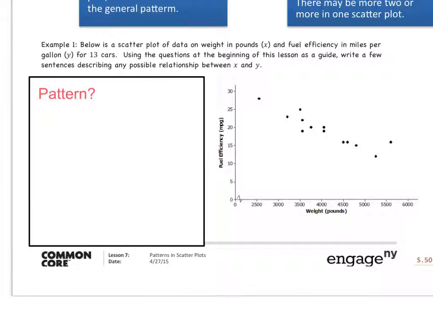First thing, I'm going to look at my graph. Notice it doesn't have X and Y labeled, so I'm just going to label them really quick. The first question is, is it a pattern? If I look, do my points appear to be going in some sort of pattern? Yes. The second question is, is it linear? Does it look like it can be described by a line? Yes.